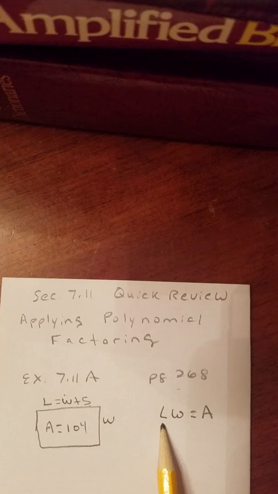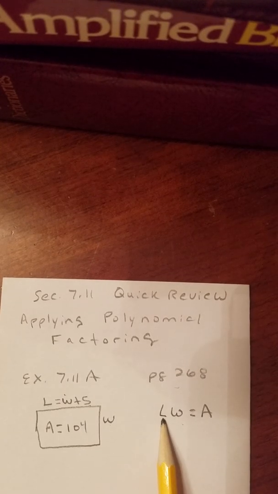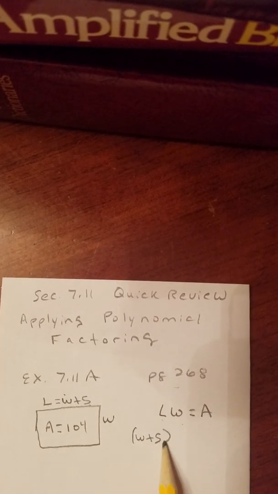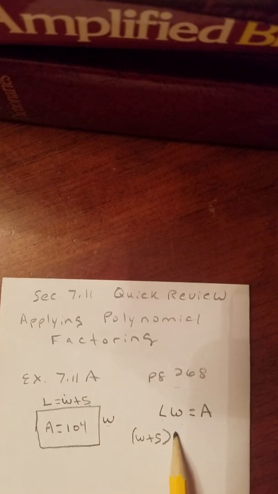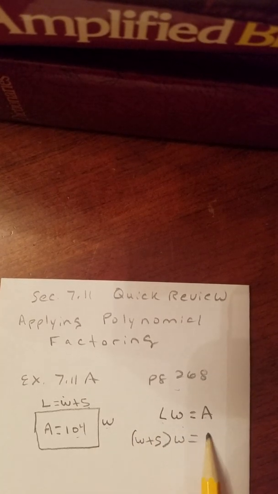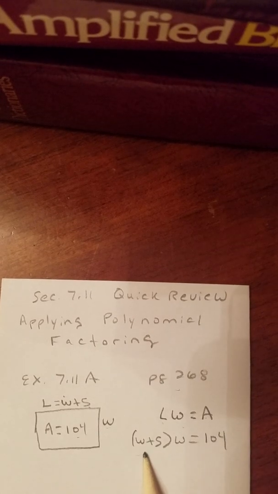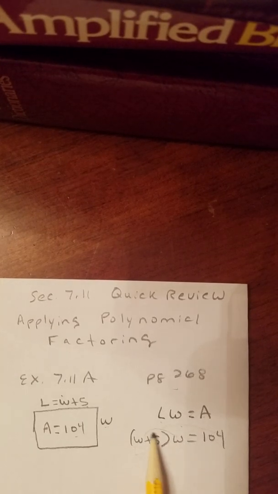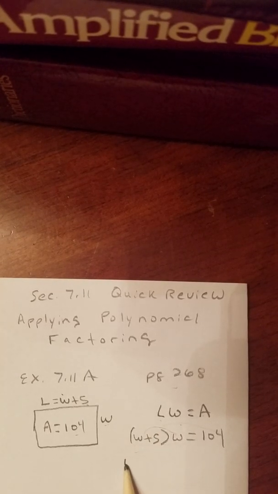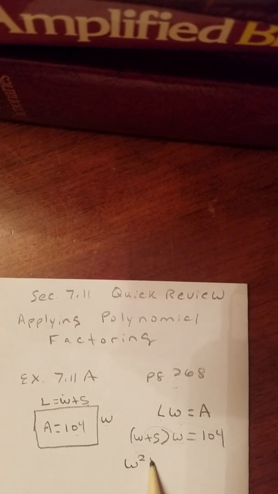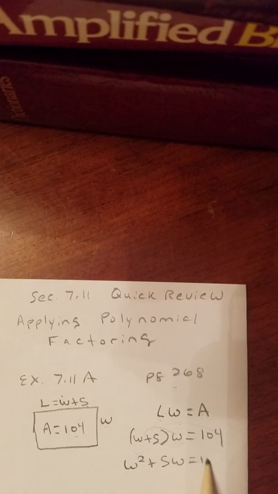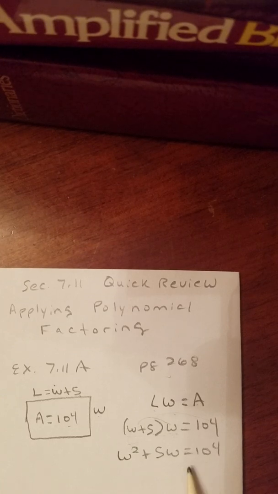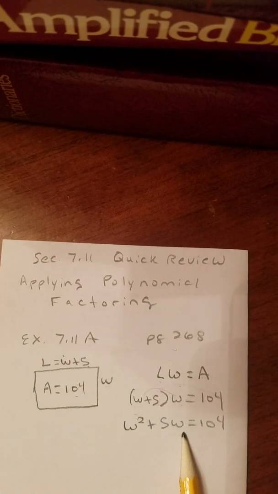So what I'm going to do is plug in my value for my length. Well, the value was W plus 5. That's my length. The width was represented by W, and they told us the area was 104. So now I have this equation with one unknown. I'm going to distribute this W out. W times W is W squared, and W times 5 is 5W. And now you have something that looks familiar, like we did in the last section. And so we want to solve for W.